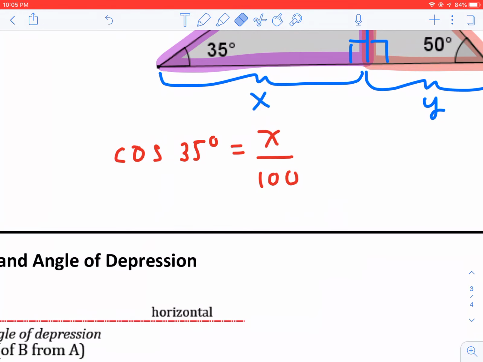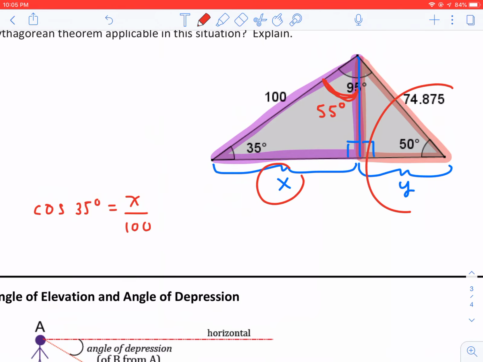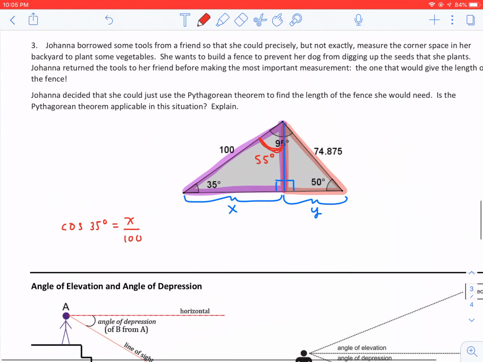All right, so I'll let you guys finish this problem up on your own. I'll just post an answer later at the end. All right, but we can set up that ratio to find x, do something similar to find y, add x and y to find the final length of the fence.